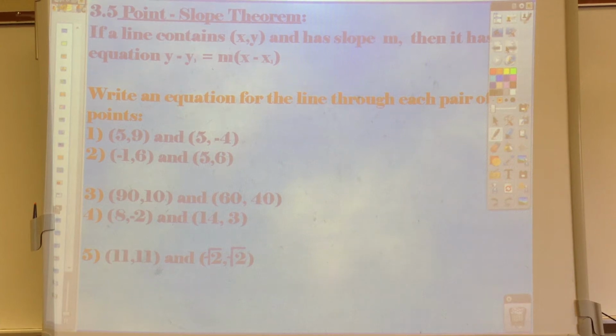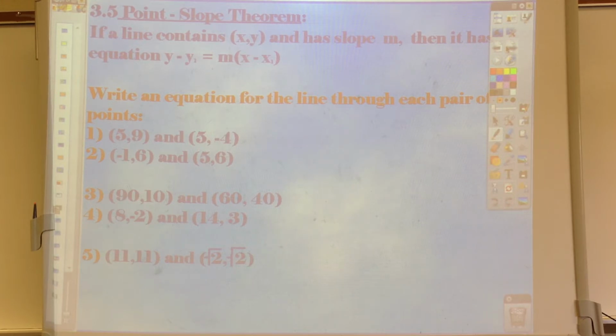This is section 3.5, and we're going to practice writing equations for lines if we know 2 points. First of all, I've got my point-slope theorem written up there, and I would recommend you write that down. Let's practice writing an equation if we know 2 points. Let's look at the points in number 1.